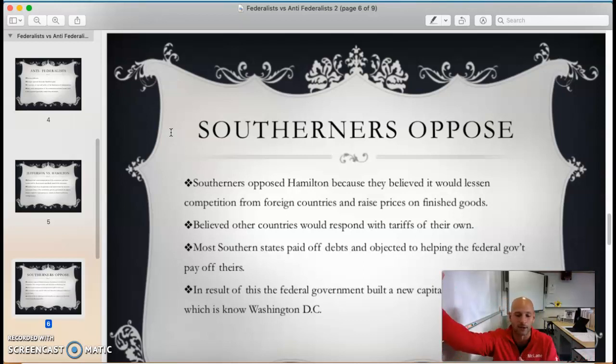The South was arguing about trade. In this case, the South would be representative of trading overseas and doing different things along those lines, while the federal government at this point in time wanted to keep things within the United States of America and take care of our own debt and knock it out.